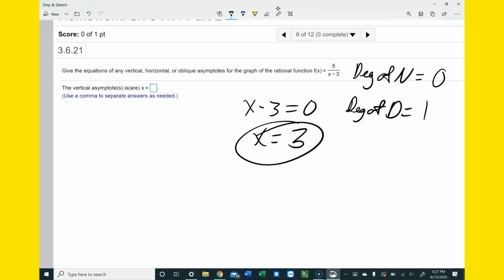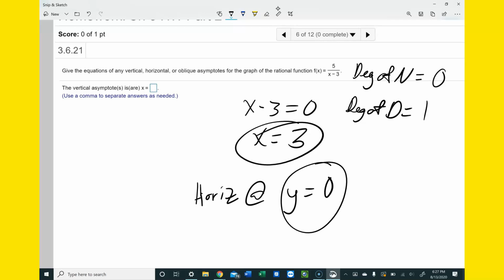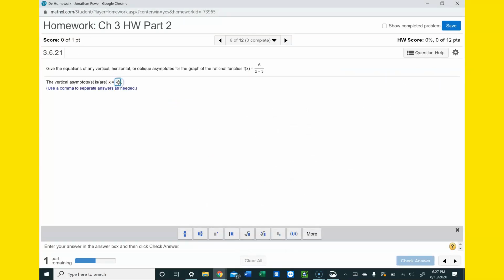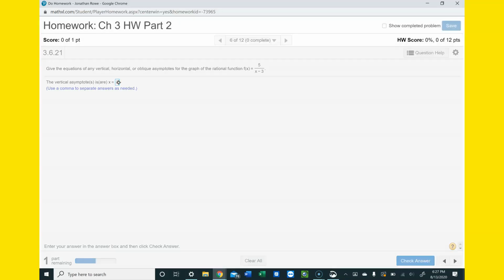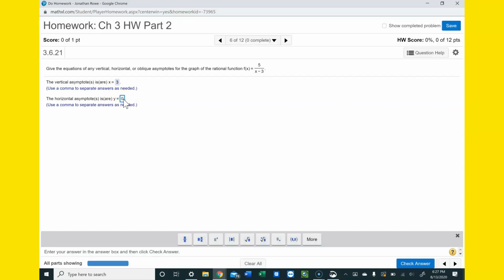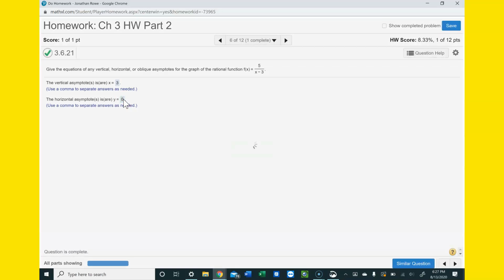And when that's the case, you have a horizontal asymptote at what? Y equals 0. And we don't have any oblique ones when that's the case. So that should answer our question. Let me go back and put those into the answer just to make sure. X equals 3. And the horizontal asymptote is y equals 0. That is the case. Next question.